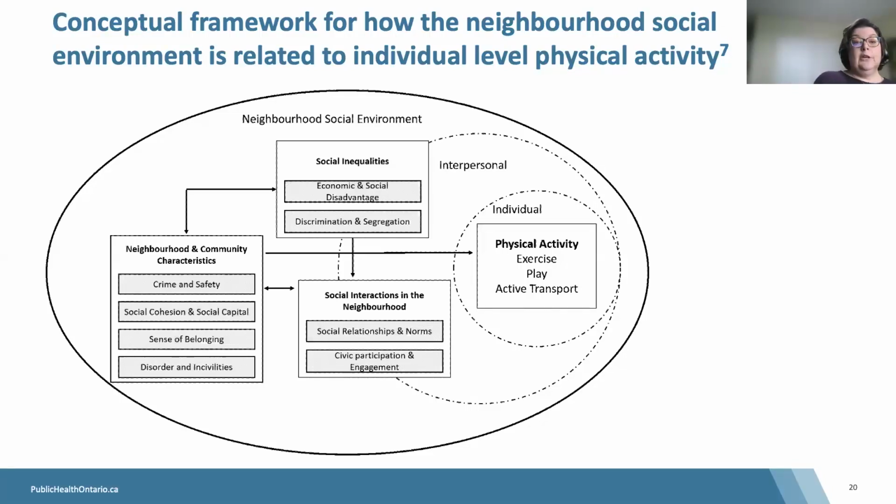And you're going to see some very familiar terms. I just talked about a few of those, and a few of them are slightly different. So we have neighborhood and community characteristics like crime and safety, social cohesion, and sense of belonging, and that interacts with social inequalities, which then interacts with social interactions. And not only does that impact physical activity at the individual level, but also at the interpersonal level.